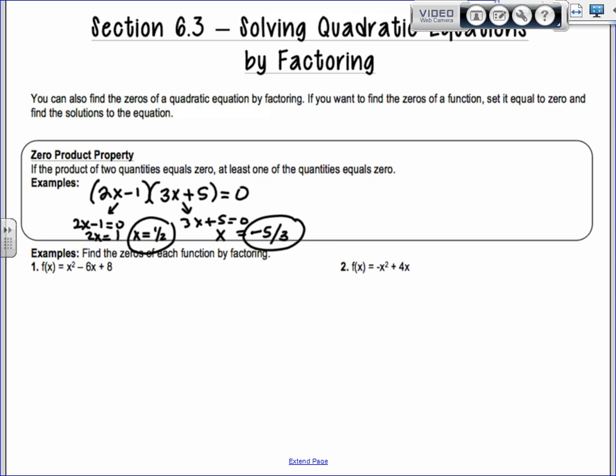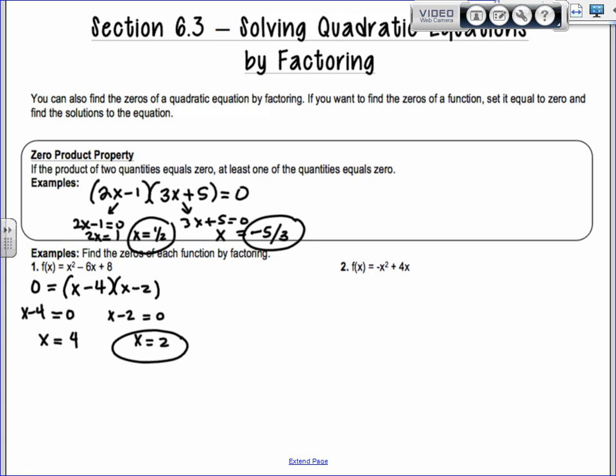It says find the zeros of each function by factoring. I have f(x) = x² - 6x + 8. I'm going to factor, and I have (x - 4)(x - 2). I want to set my function equal to 0. So x - 4 could equal 0, or x - 2 could equal 0. I would get x = 4 and x = 2 as my solutions. Relating this to the graphing we were doing before, it means we have a parabola going through 2 and 4 for the x-intercepts. That's what that's saying.